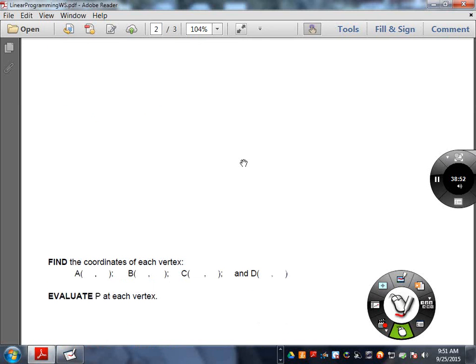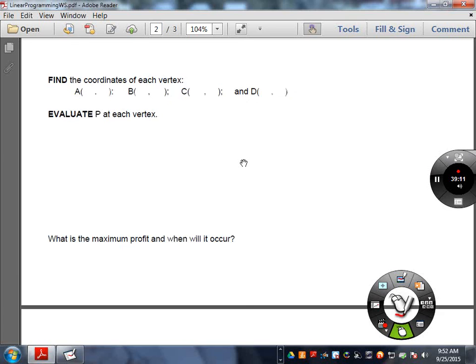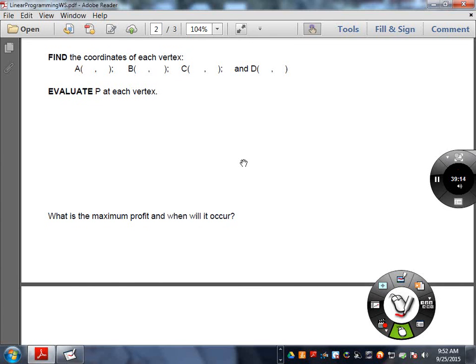Your graph should have all the boundaries. It should have the shaded feasible region, and you should find the endpoints. Once you find the vertices, you should put them here, and then you're going to evaluate P at each vertex. You're going to plug them each into your profit function that you're trying to optimize, and you're going to answer the question: what is the maximum profit and where will it occur? So you're going to tell me, this is the maximum amount of money we can make through this fundraiser. It's going to occur by ordering this many cases of Hershey bars and this many cases of popcorn jars. Does that make sense?